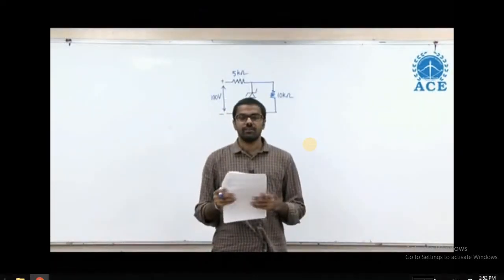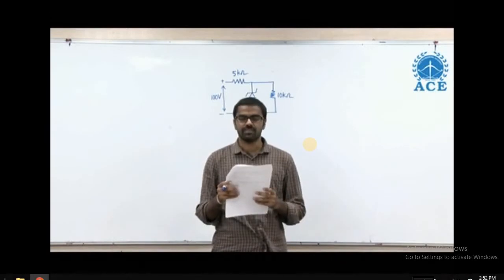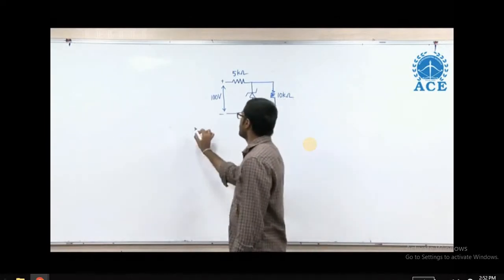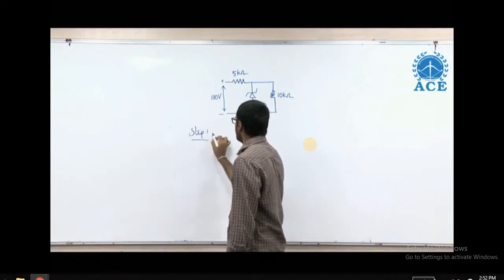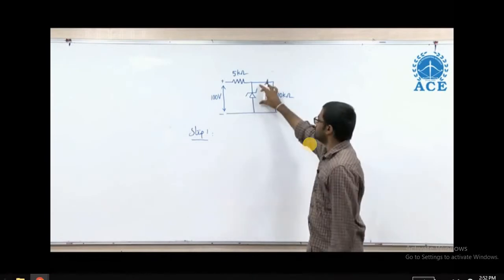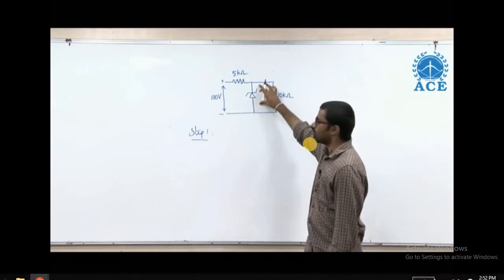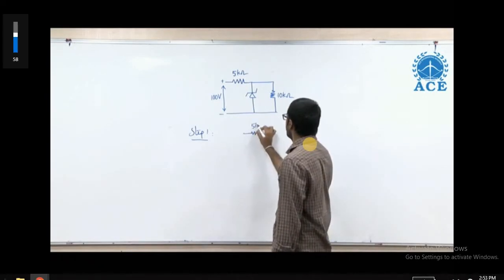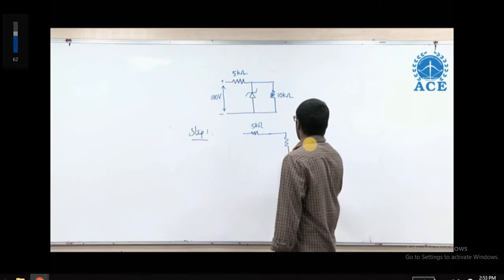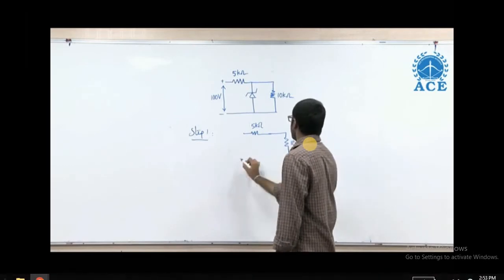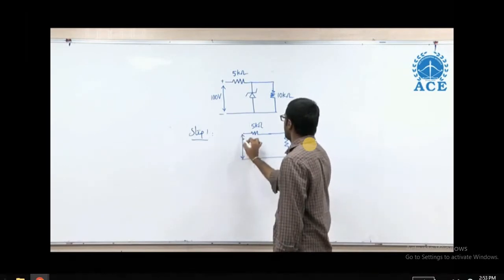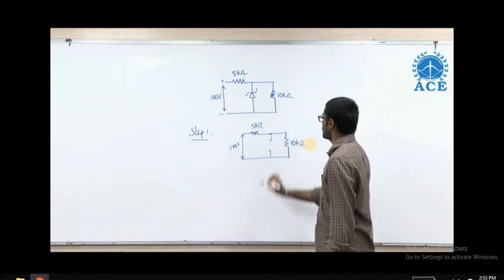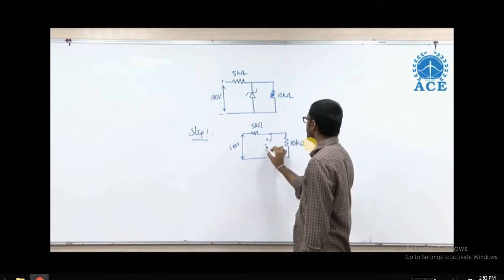In this question, we have to find the voltage drop across the 5 kilo ohms resistor for the given circuit shown here. First of all, step 1, let us determine whether this Zener diode is in on condition or in off condition. For finding that, let me open circuit the Zener diode and let me find the voltage across these two terminals. Let it be V.